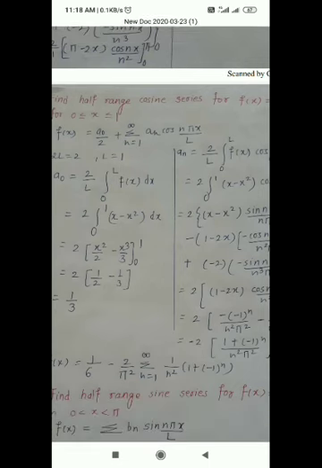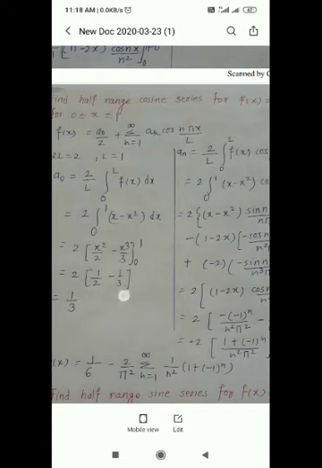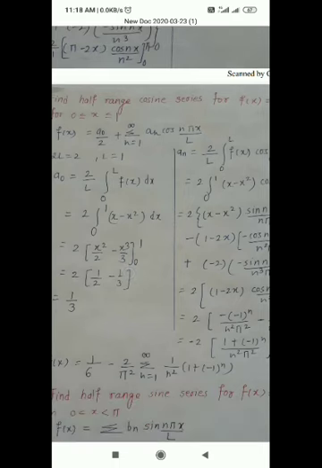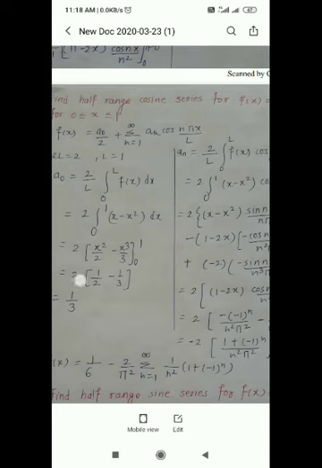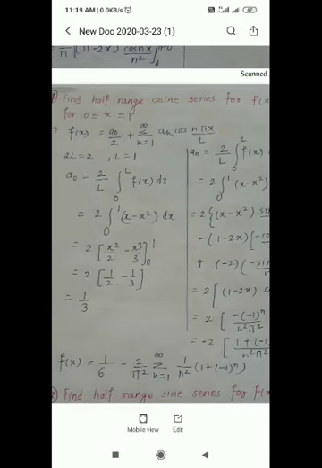So x square by 2 minus x cube by 3, limit is 0 to 1, equal to 2 into upper limit x equal to 1. If you put here, 1 by 2 minus 1 by 3, and lower limit is total 0. So 1 by 2 minus 1 by 3, how we calculate? By taking cross product or take LCM. 6 means 3 minus 2, that is 1 upon 3 into 2 is 6. So here 1 by 6 into 2, that is 2 by 6. 2 by 6 means 1 by 3. So the value of a0 is 1 by 3.